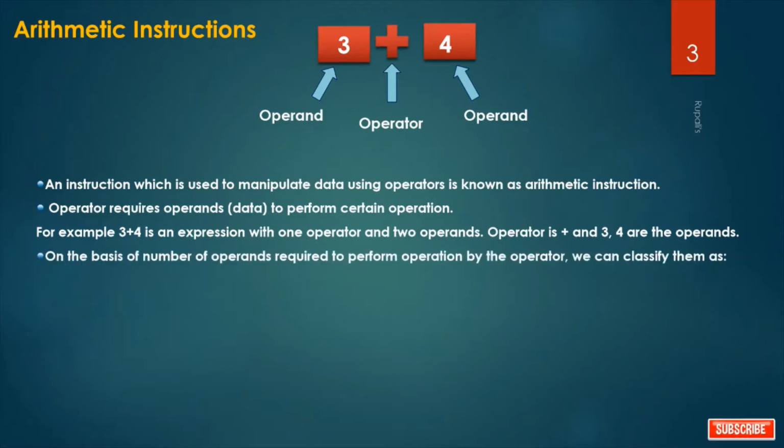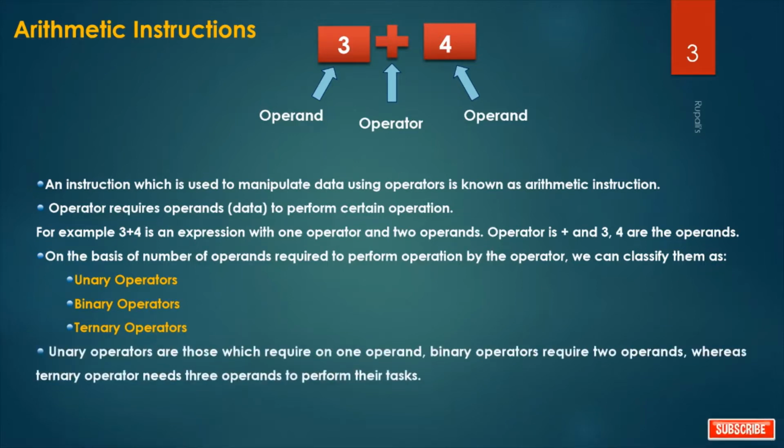On the basis of number of operands required to perform operation by the operator, we can classify them as number 1 unary operator, number 2 binary operator, and number 3 ternary operator. So, on the basis of number of operands required, we classify these three types of operators. Unary operators are those which require only one operand. Binary operator requires two operands, whereas ternary operator requires three operands to perform their task.